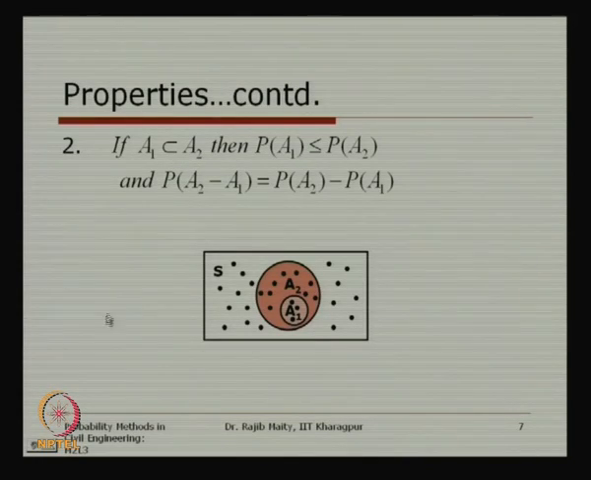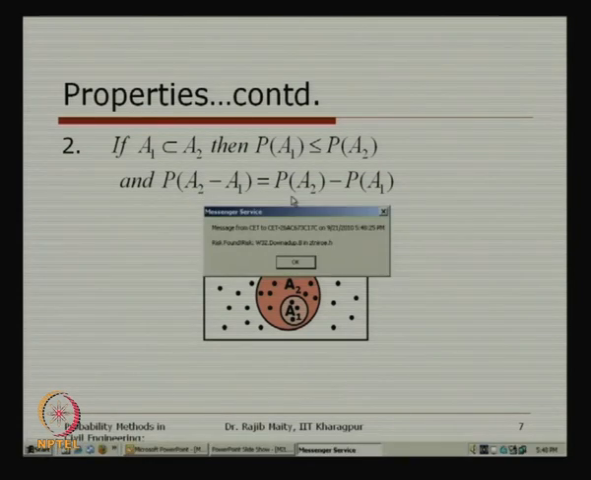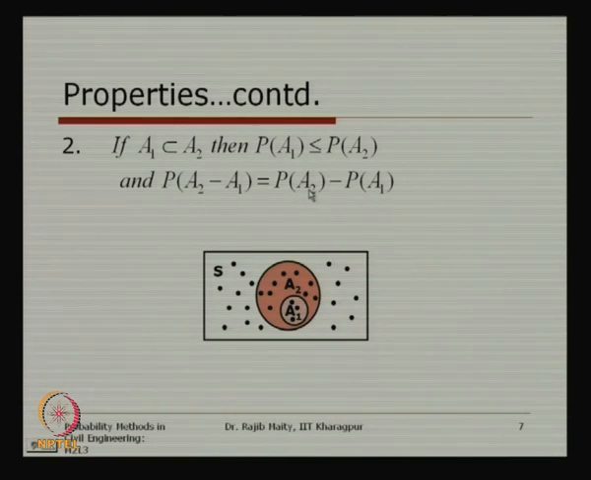Second elementary property says, if A1 is one event which belongs to A2, that means if you refer to this particular Venn diagram, you see that this A1 is a subset of this bigger set A2, which is denoted here as A1 belongs to A2, then the probability of A1 is less than or equal to the probability of A2, and the probability of A2 minus A1 equals the probability of A2 minus the probability of A1.